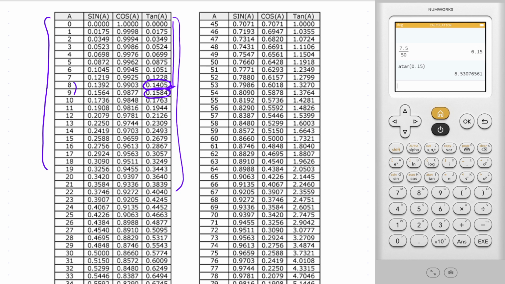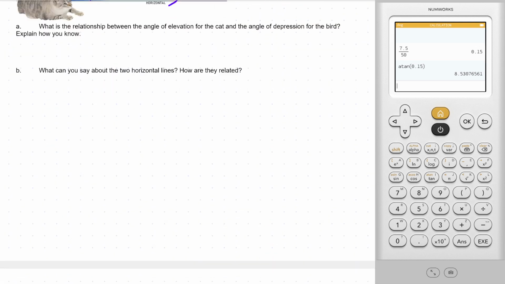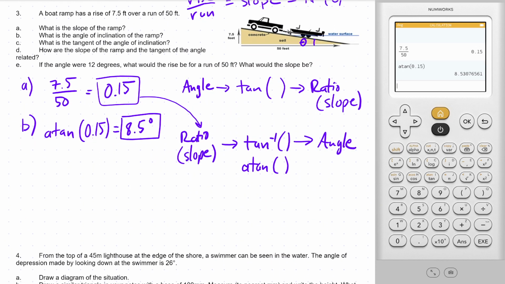So by looking at the table, we can also get a pretty good idea, to within probably the nearest degree or so, of what that angle will be. Okay, so that's part B. Part C might seem a little repetitive, but I want you to understand the connection between the slope and the tangent.